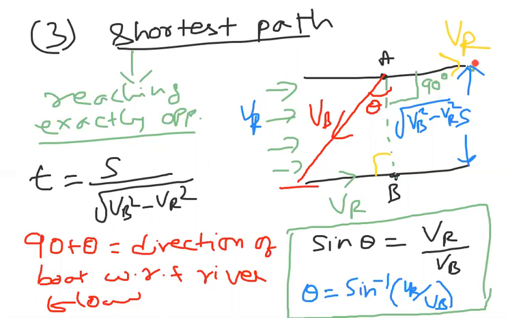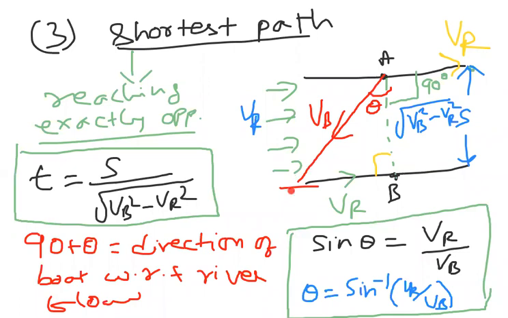I hope you are clear with this shortest path concept. So what is the time in shortest path? S by square root of VB square minus VR square. In shortest path we are going against the river flow. Even though the river pushes the boat, we can reach our target point, exactly the opposite point. This is our goal. In all these cases, boat speed will be greater than river speed.